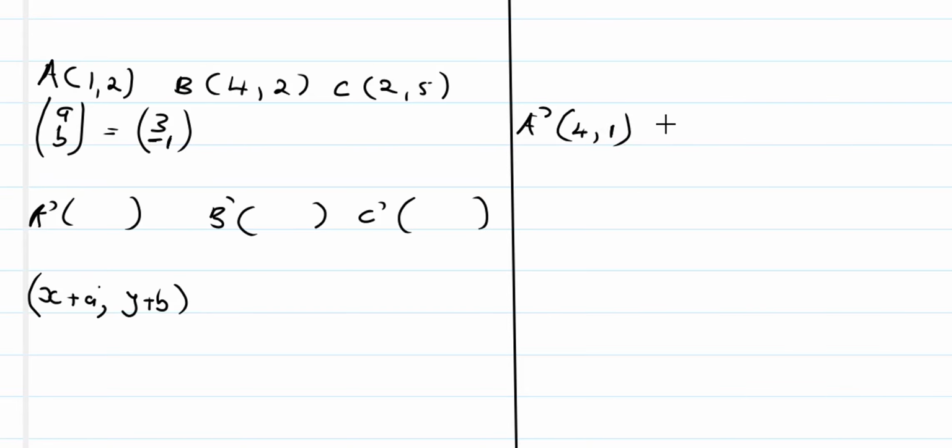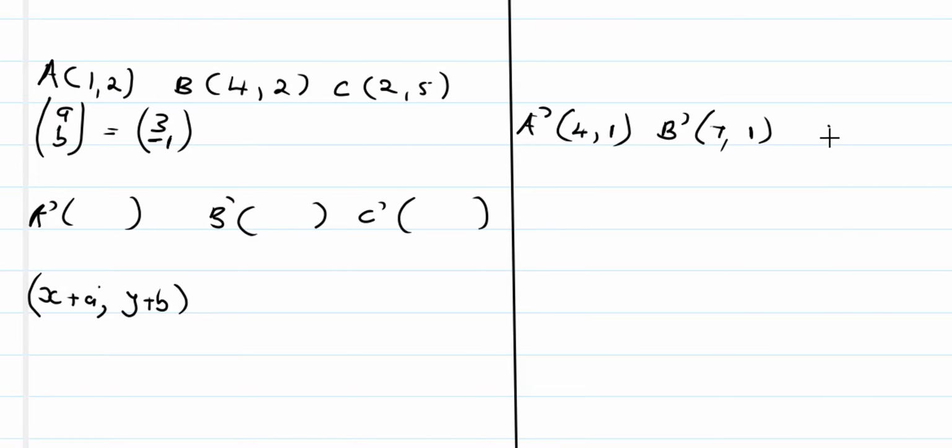Then we go to the second one, B translated, and we start, of course, with x. x we know is 4, but now plus a, where a is 3. So it will be 4 plus 3, which is 7. And then we go to y plus b, and we already know y is 2. So 2 plus negative 1 is 2 minus 1, which is 1.